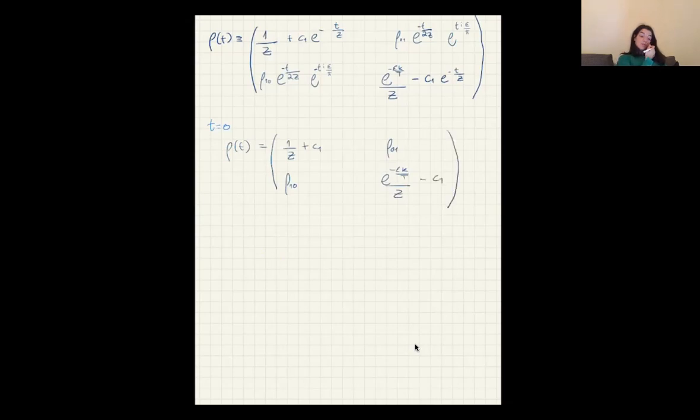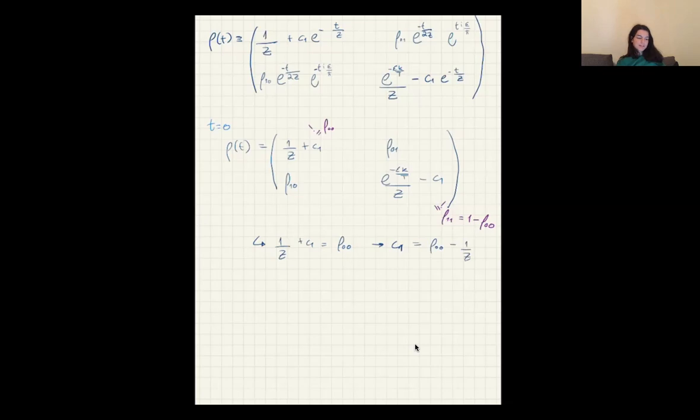Okay. And what's the goal? Well, we want this thing to be rho 0, 0. And we want this thing here to be rho 1, 1, which by normalization of the initial density matrix should be just 1 minus rho 0, 0. Okay. So we have simply that 1 over z plus C1 should be rho 0, 0. So C1 equals rho 0, 0 minus 1 over z, which is the same.